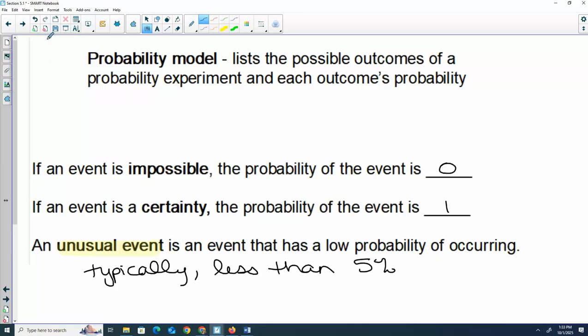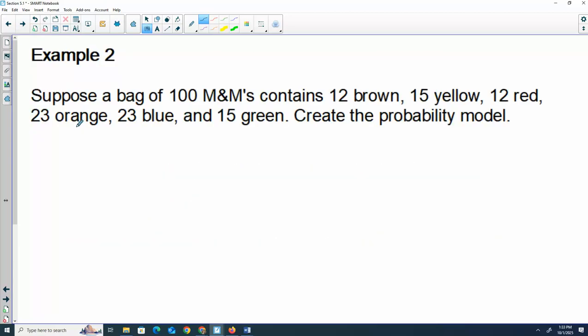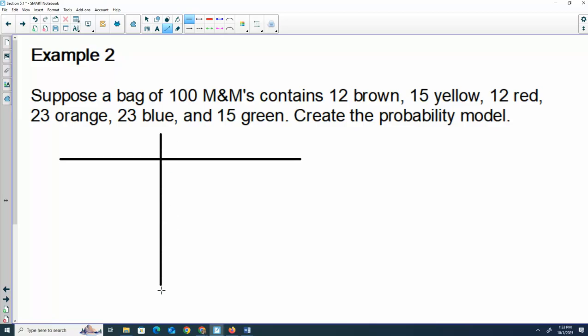So let's look at a probability. Suppose a bag of 100 M&Ms contains 12 brown, 15 yellow, 12 red, 23 orange, 23 blue, and 15 green. Create a probability model. So a probability model is just a table where we list our outcome, which in this case we're measuring color, and the probability.